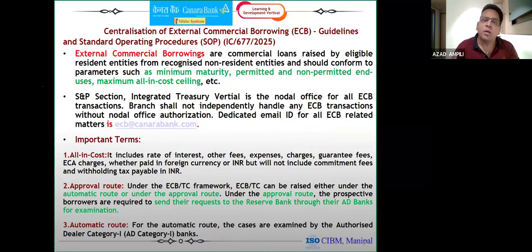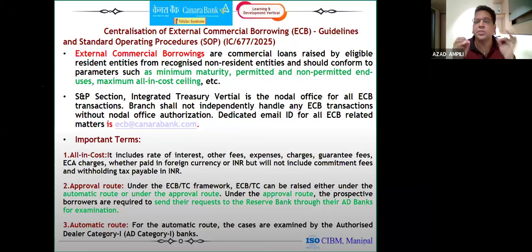Now, external commercial borrowing. One more circular came, 677 bar 2024. Earlier also external commercial borrowing was there. Now, what is the difference? They have centralized. S&P section, integrated treasury vertical, is the nodal office for all the ECB transactions. Branch shall not independently handle any ECB transaction without nodal office authorization. For this, a dedicated email is there, ecb@canarabank.com.